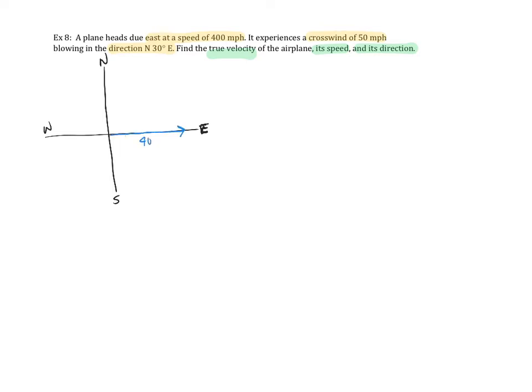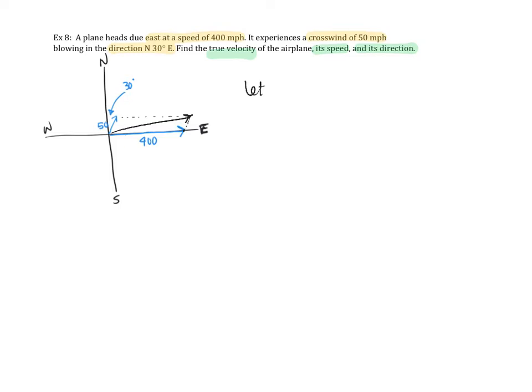And the magnitude there is 400. Okay, good. And now we have a wind, and that is traveling at 50 miles per hour, and that little angle in there is 30 degrees north, 30 degrees east. Okay, so adding these together, we would start at our 400, but then the wind is affecting it, and so the resultant vector, that right there is going to be the true vector.